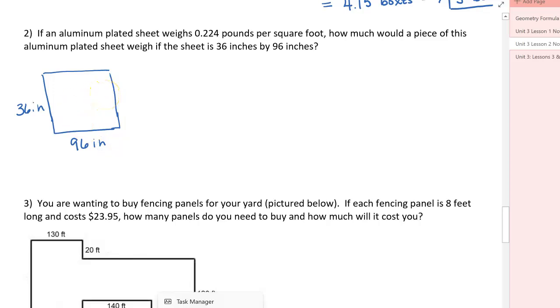So I need to figure out, this is a rectangle, but is it an area problem or a perimeter problem? Well, we're trying to figure out the weight. And what we're given about weight is that it's 0.224 pounds per square foot. So that square in the unit is an indication that we are looking for area. Because remember, when you find area, the units are squared.